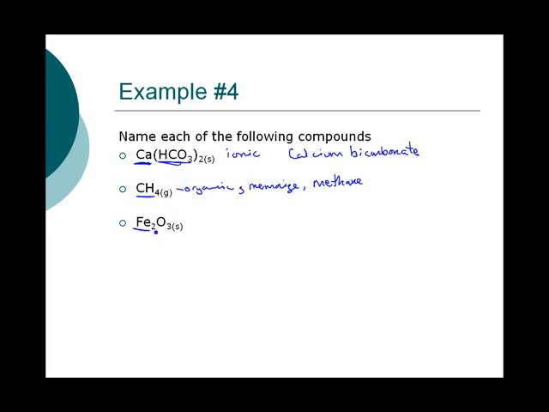Here we see we have a metal and a nonmetal, so it's going to be ionic. And it's iron, it's multivalent, and so we can take kind of the reverse of our charge rule and say, well, oxygen has a 2- charge. This iron has a 3+ charge. So this is going to be iron(III) oxide.